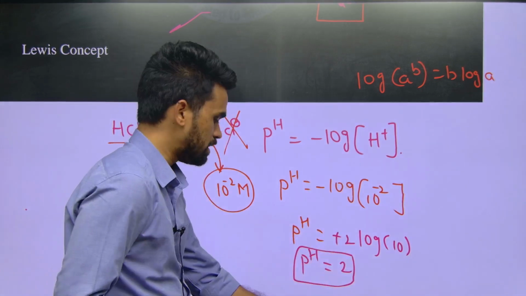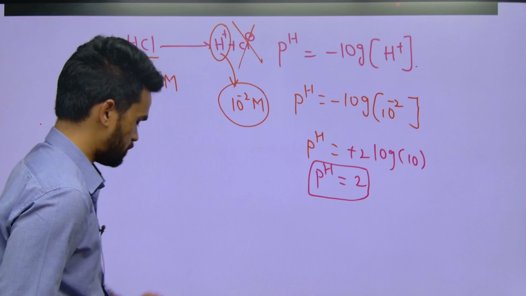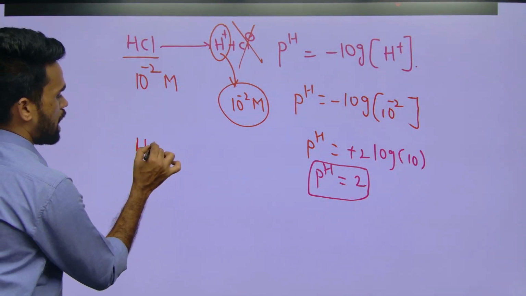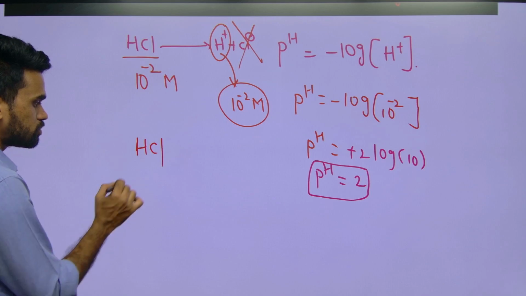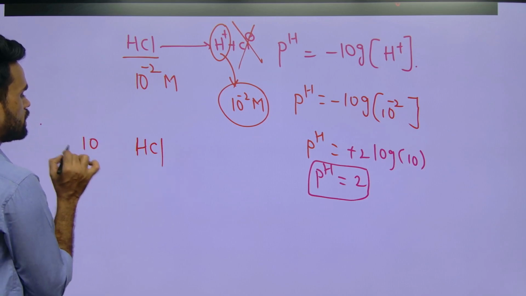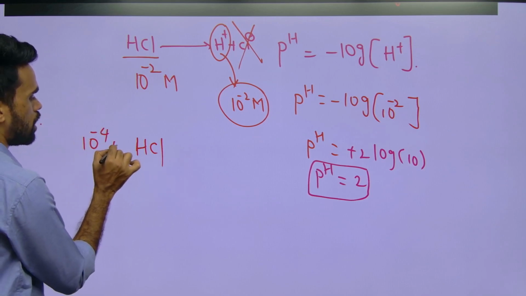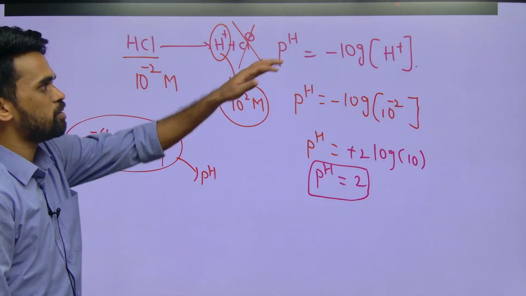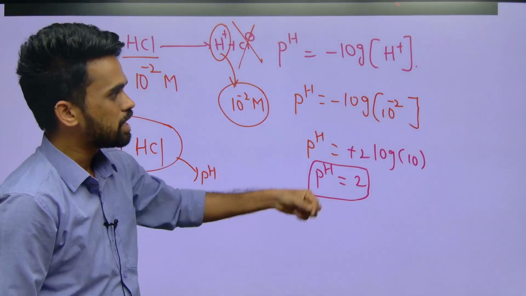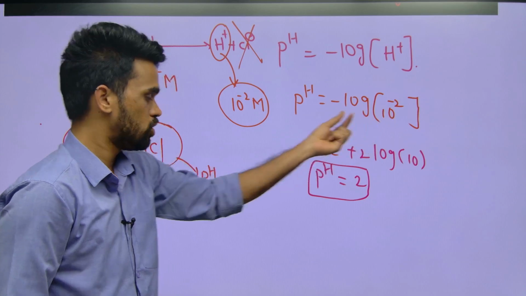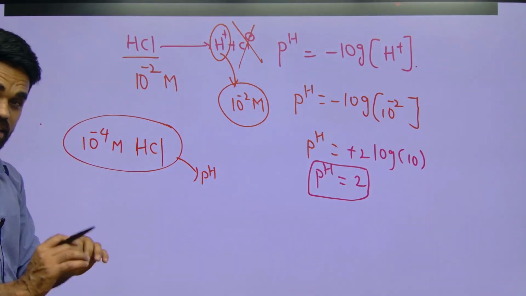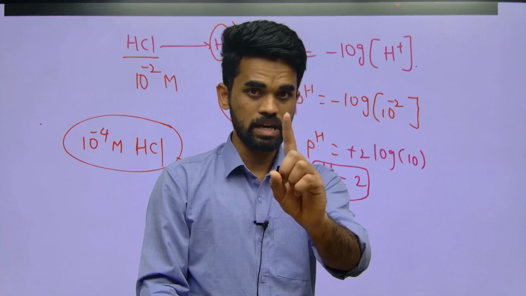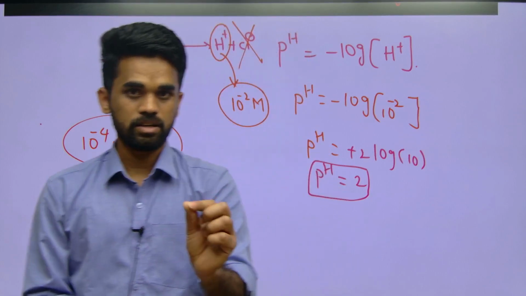Like that, can you calculate? A question I am giving here: an acid HCl is given having a concentration of 10 power minus 4 molar. Find the pH of this particular acid. Use the same steps. Instead of using 10 power minus 2, you put 10 power minus 4 and calculate this, and tell me your answer in the comment box now itself. I will give you 1 minute, you try it.